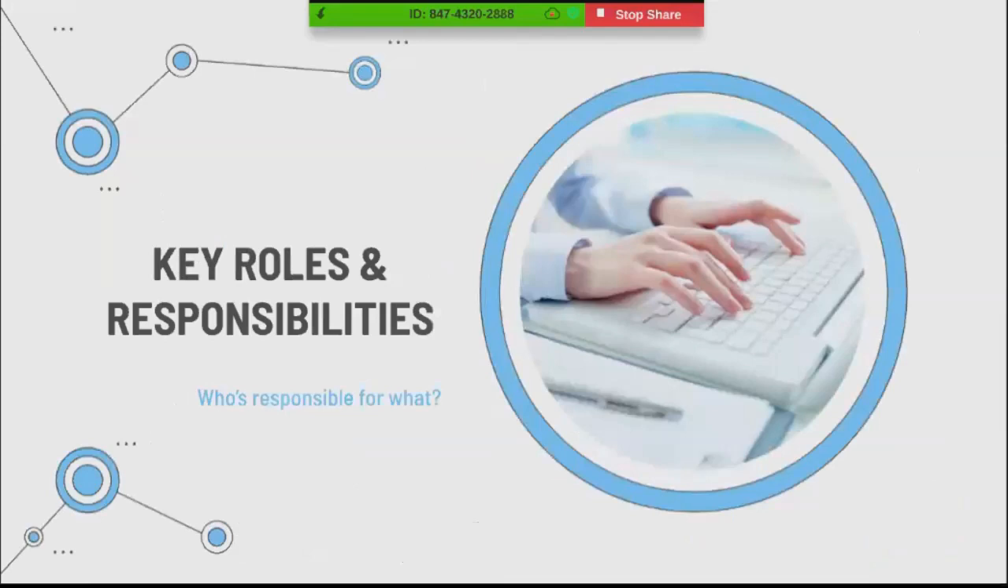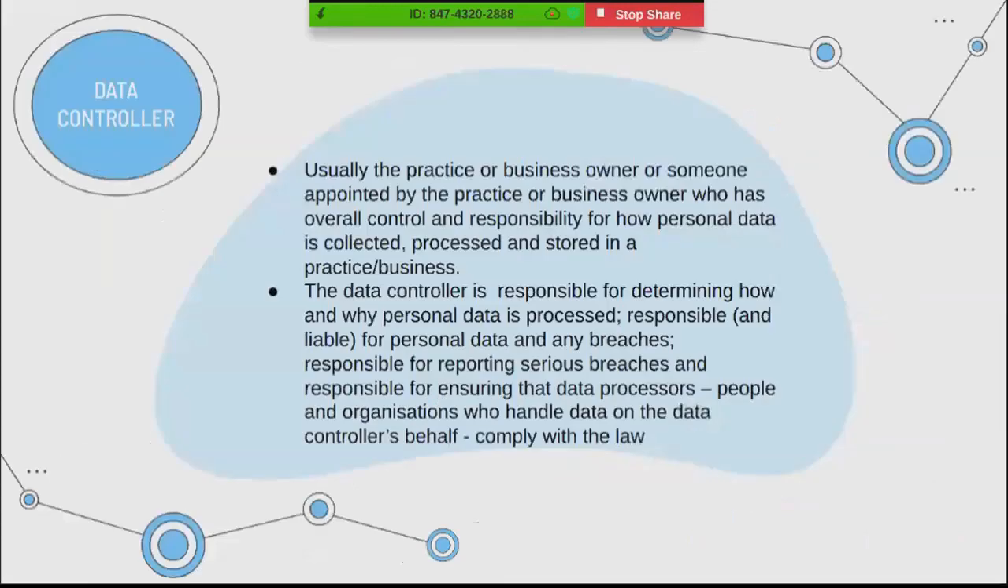So what are their key roles and responsibilities? Who is actually responsible for what? The data controller then is usually the practice or business owner, or someone appointed by the practice or business owner, who has overall control and responsibility for how personal data is collected, processed, and stored in a practice or business. So the data controller is responsible for determining how and why personal data is processed, responsible and liable. Important to remember that they are liable for personal data, any breaches.